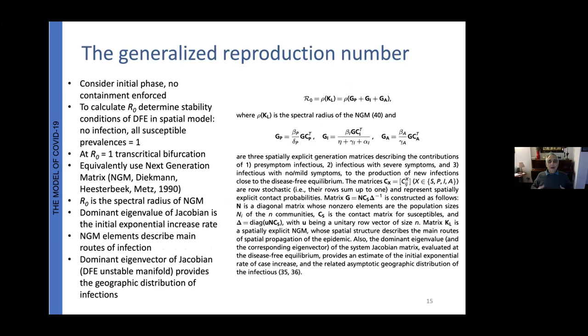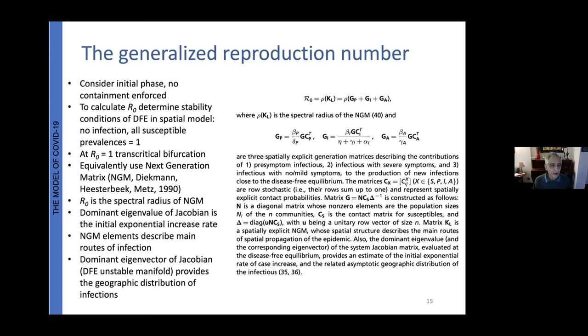Now, for this spatially explicit model, you can calculate that basic index, which is very much utilized and that I have introduced to you for a very simple model, which is the reproduction number, which is however called now generalized because it is generalized to a model with a network. So again, let's consider the initial phase with no containment enforced. So we can calculate the basic reproduction number.